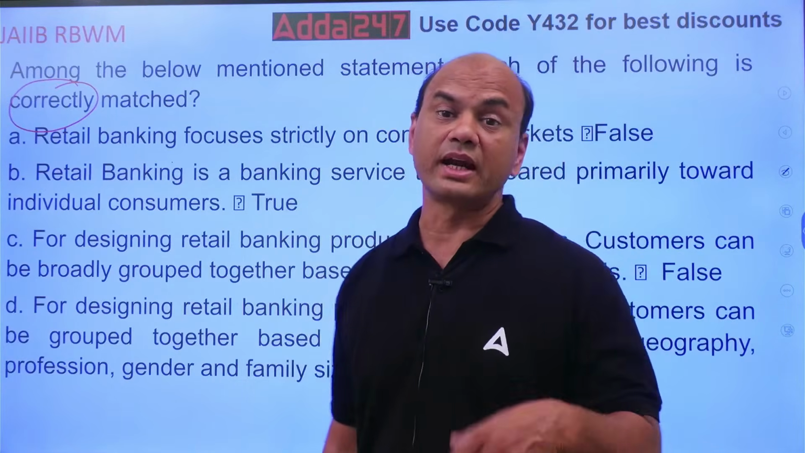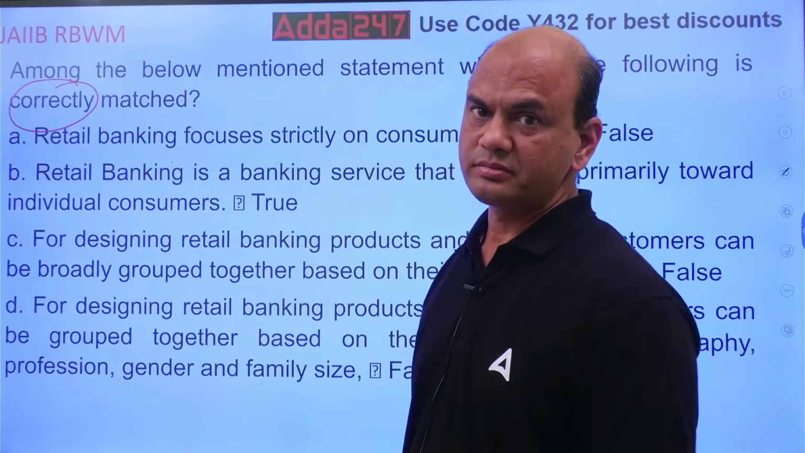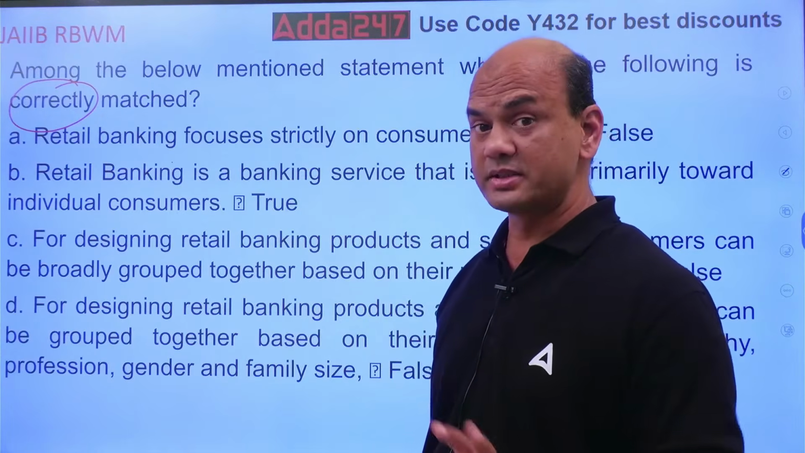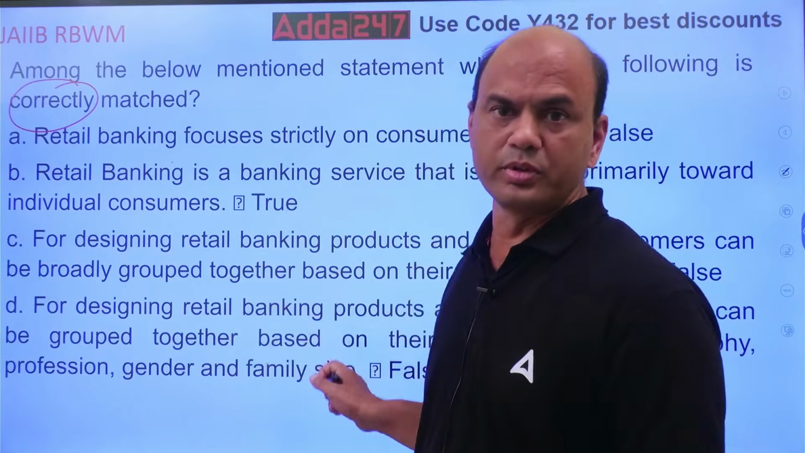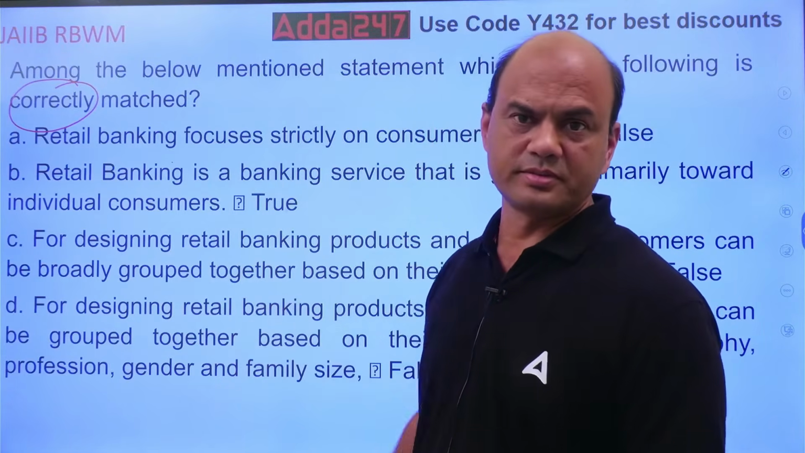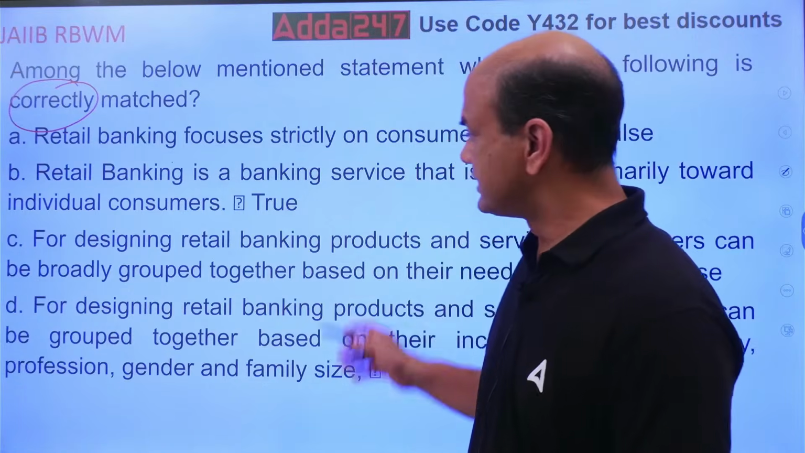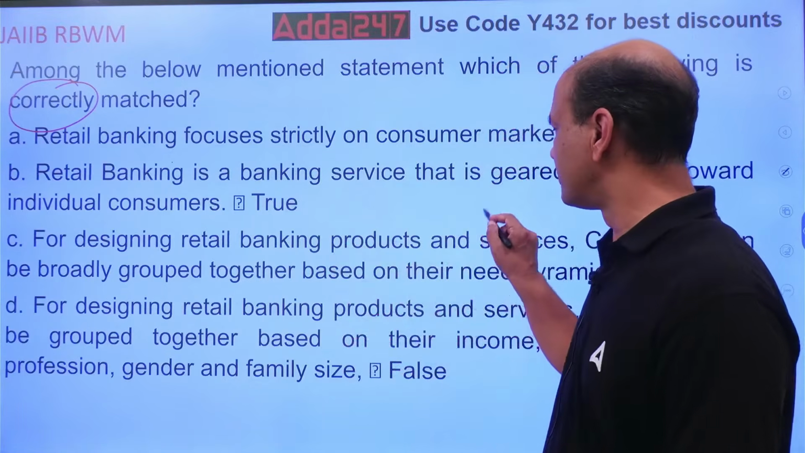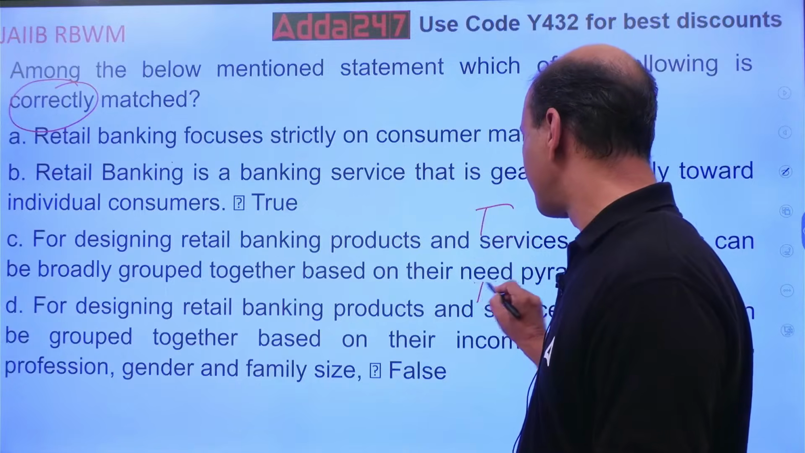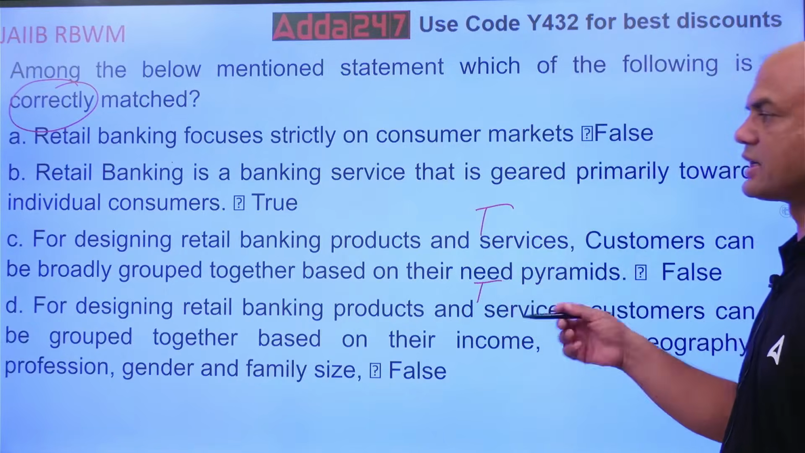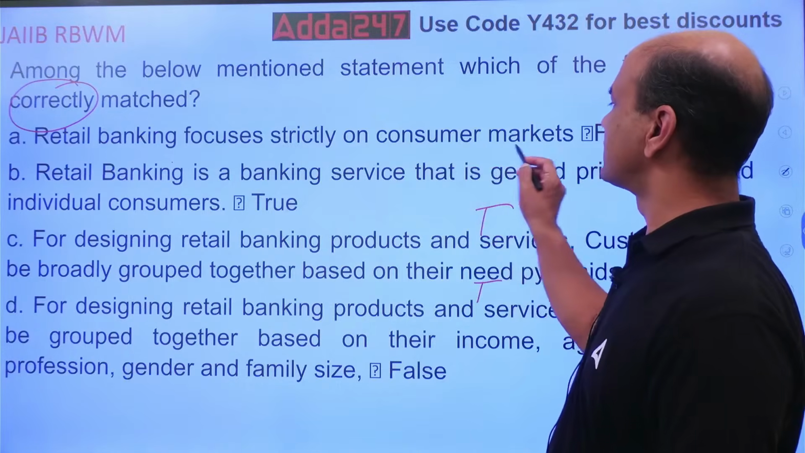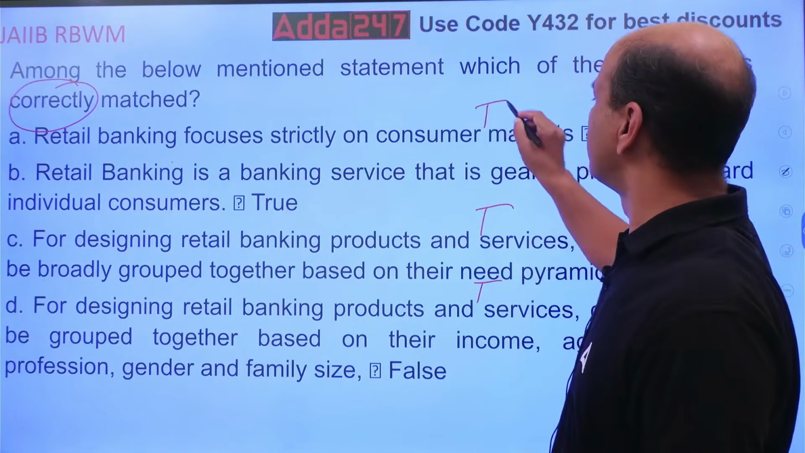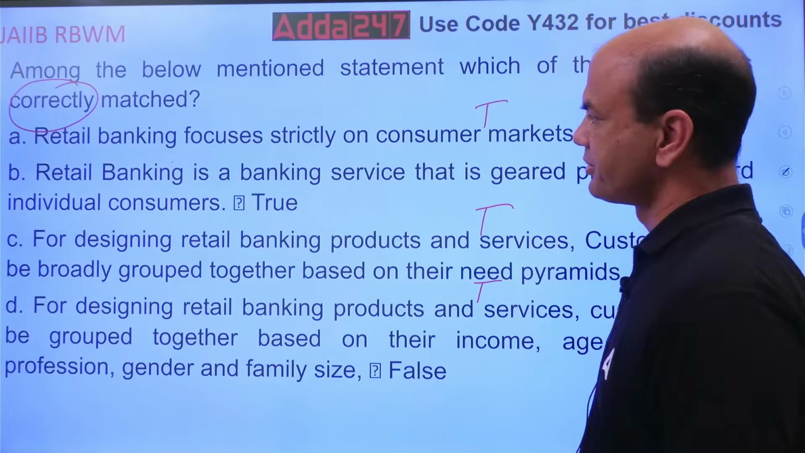So which one is correctly matched over here? Correctly matched. Statement should be either true and true, both should be true. False, false. C and D, if you see, the statements are true. But the matching is false. So these are out. Retail banking strictly focuses on consumer market. This is true. But matching is false. Out.